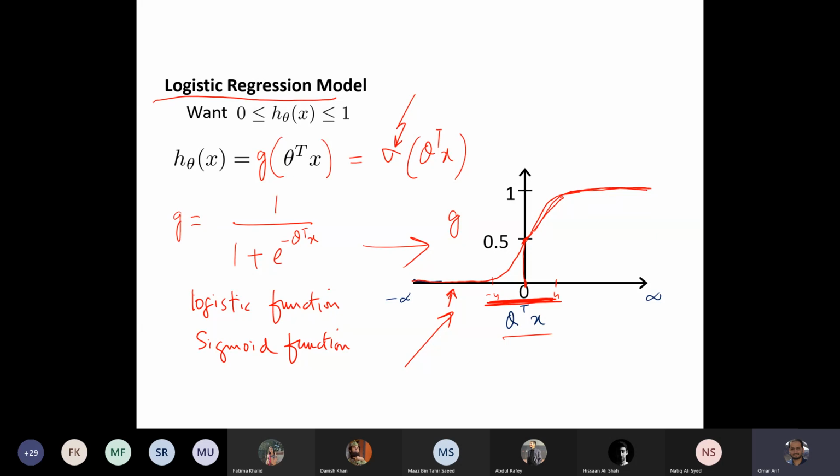So this is what we are going to do. We will use the linear hypothesis that we had in the case of linear regression, but we are going to apply a sigmoid function to that linear hypothesis. The result would be a shape like that: values less than -4 are going to get 0, values greater than 4 are going to get 1, and intermediate values will slowly rise and then go to 1.